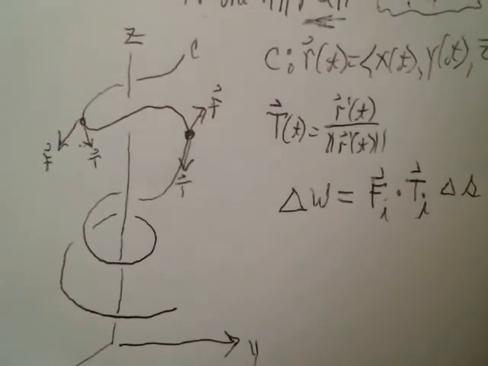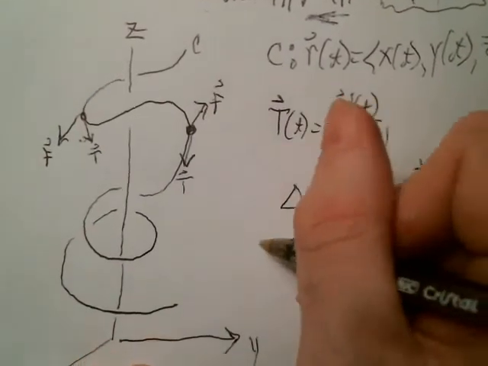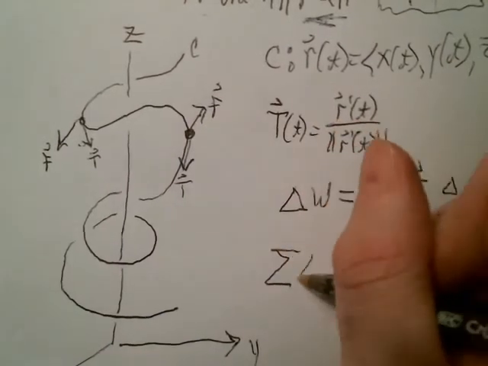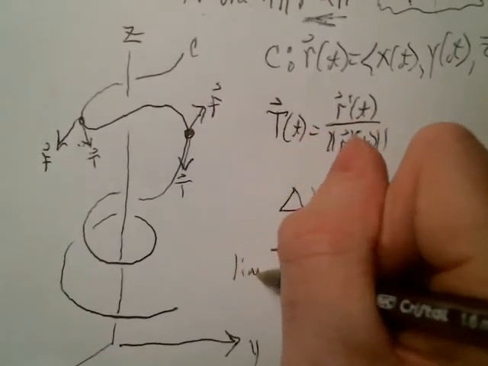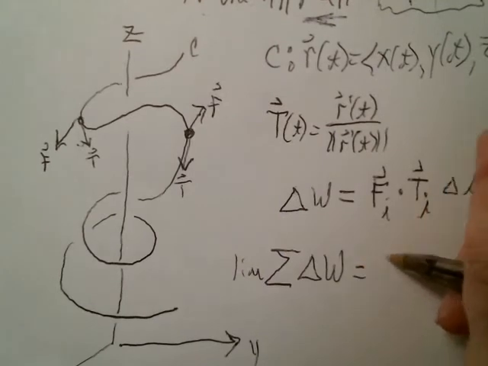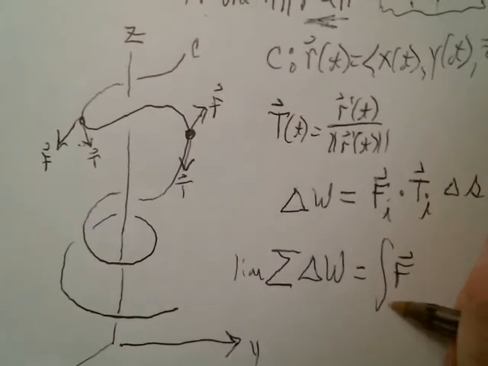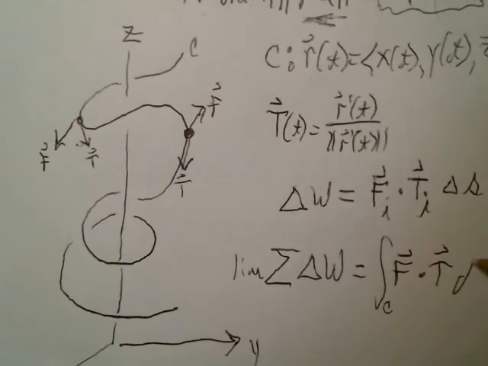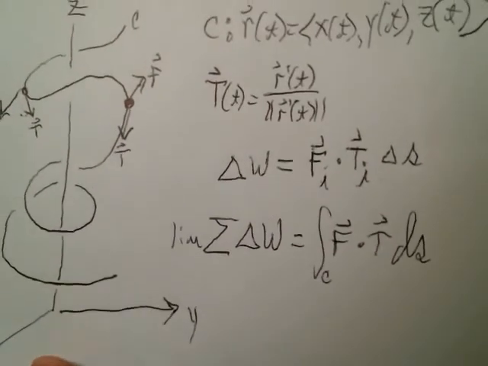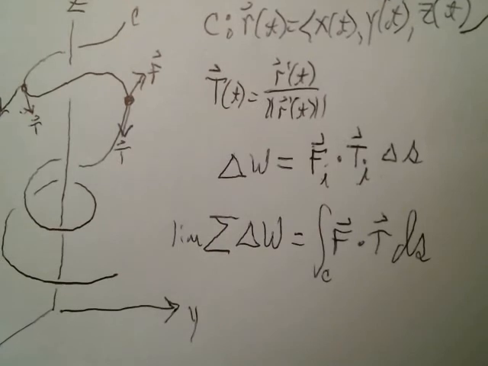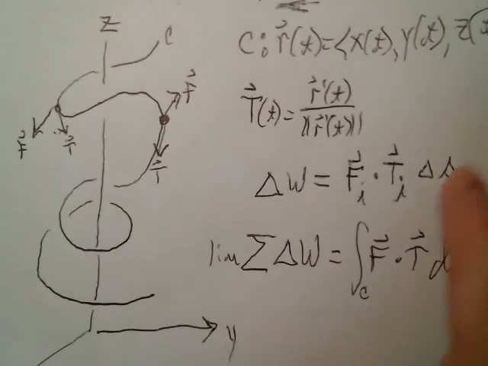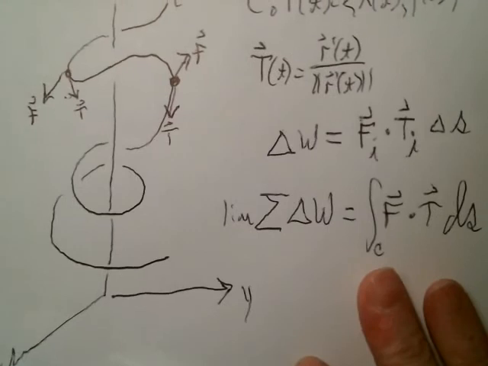All right, so eventually what you do is add up all these little work increments and then take the limit to smooth it out, and your formula is F dot T ds, which is basically the name for the line integral of the vector field over the curve. There are other interpretations, but this is what the book does, so I'm just going to go with what the book is doing.